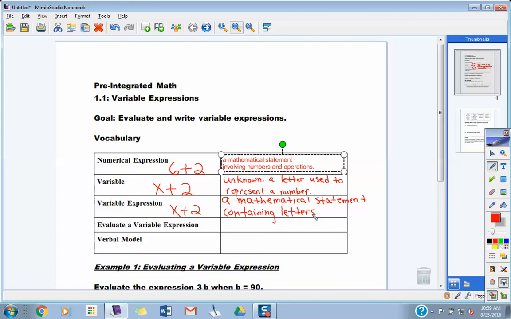Somebody give me an example of a variable expression in math using any operation. Got one, Caden? X plus 2 equals 8. You're taking it further. You're putting an equal sign in there, making an equation. An expression, you don't even have to have an equal sign, but I like what you're saying. You could say that the X plus 2 would be an expression.